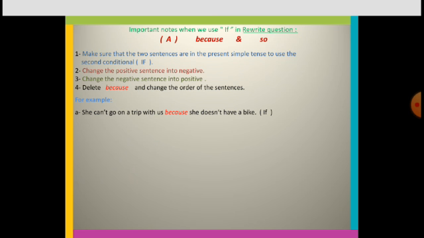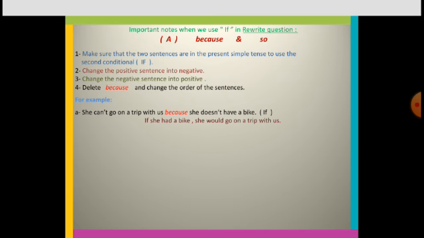Okay. Number 2, I must change the positive sentence into negative. Or number 3, change negative into positive. Can't go must be positive. Doesn't have must be positive. Number 4, I delete because and change the order of the sentence. Like this. If I had a bike, she would go on a trip with us.